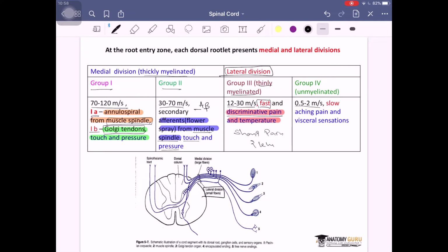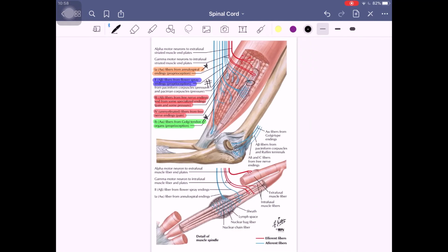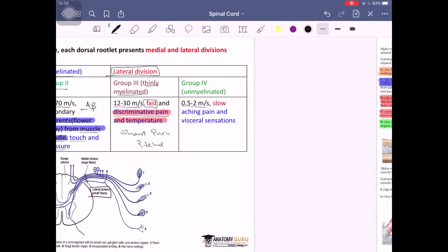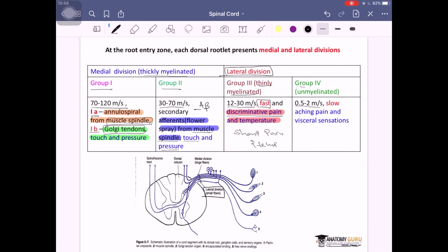So that means you have two types of pain. A sharp pain is something like when a glass pricks or a nail pricks or a needle pricks, you feel the sharpness. Another is dull pain, something like your menstrual cramp pain or a headache. Those are your dull pain, which is non-discriminative pain. So sharp discriminative pain is carried at 12 to 30 meters per second via the lateral division. And here you can see these are the pain fibers, which are naked nerve endings. Here I'll put a double star. The one which I've already colored orange or red, those are the fibers which are coming from there.